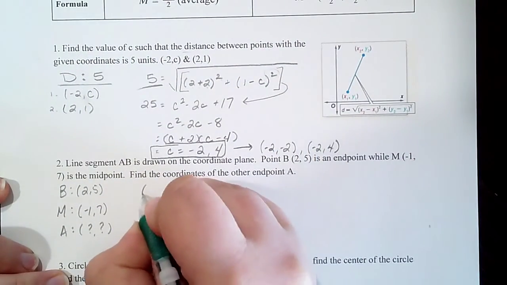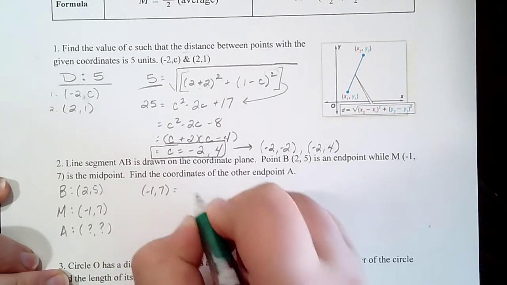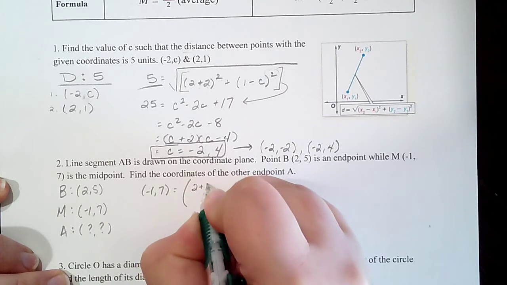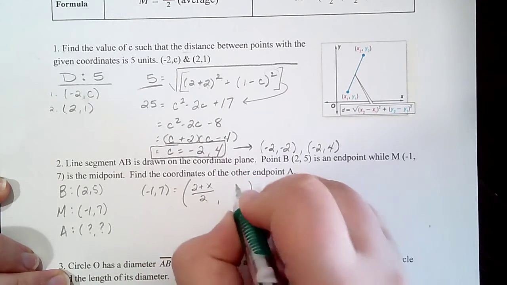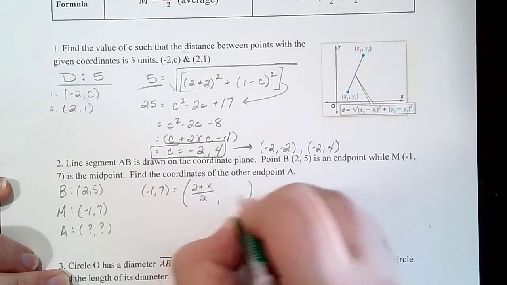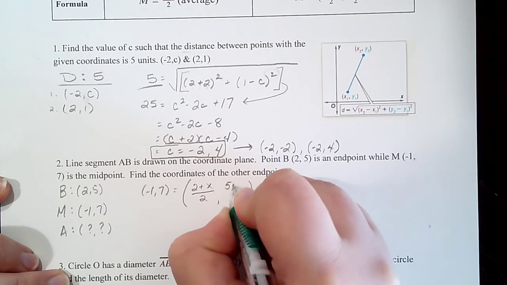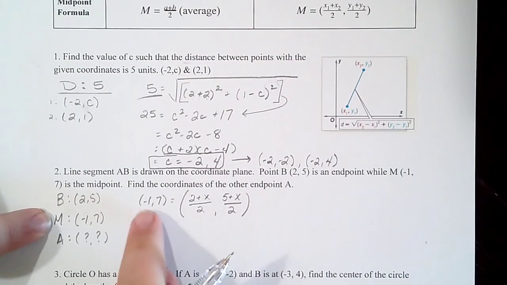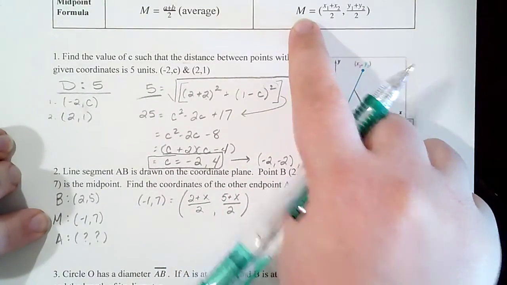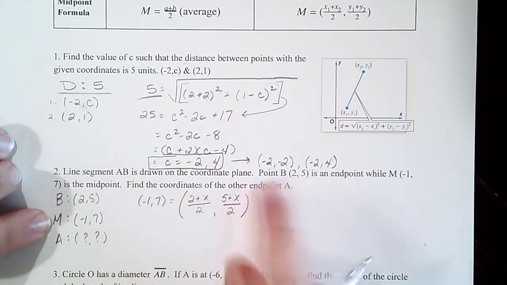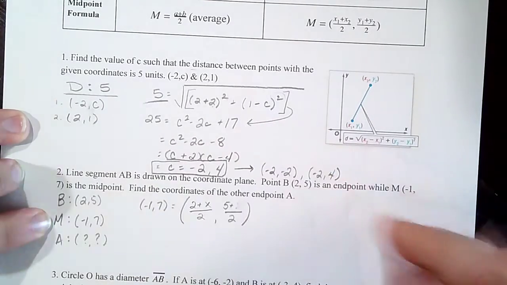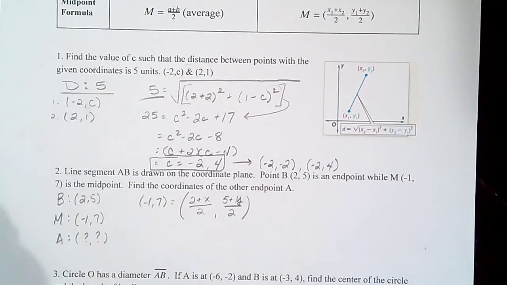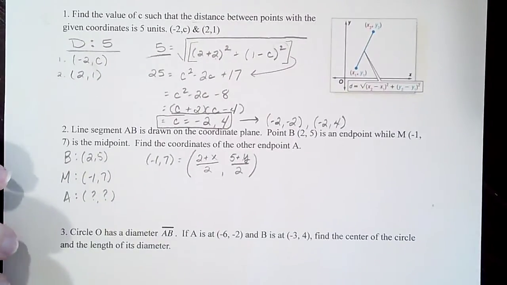It's actually going to go -1, 7 is equal to the coordinate 2 plus x over 2, comma, 5 plus y over 2. Because I have plugged in the midpoint over here, just like my formula says, and then I plugged in x1 and y1, but I don't have x2 and y2. And you're thinking, well, how do I solve a coordinate equals a coordinate? I've never seen that. The only way to do it is actually to break this up.